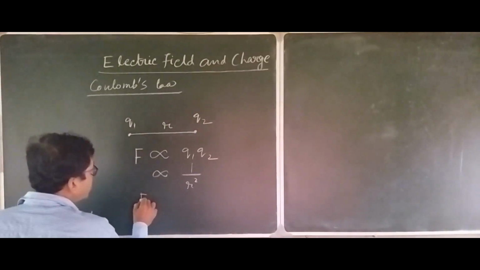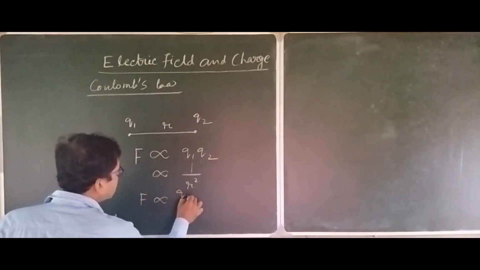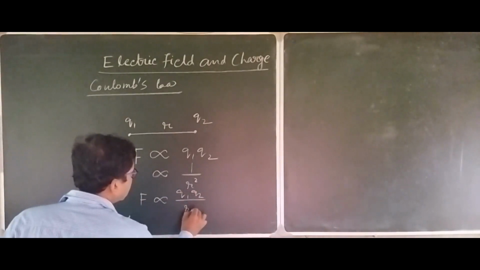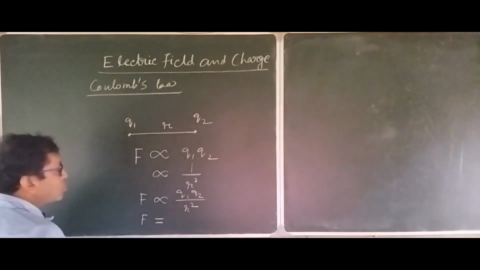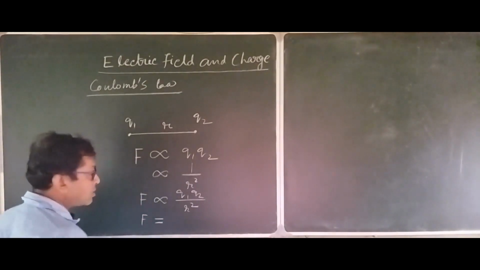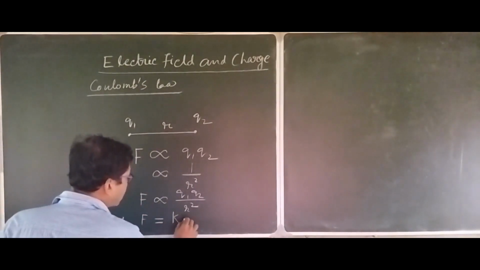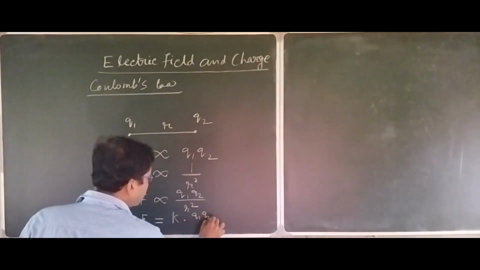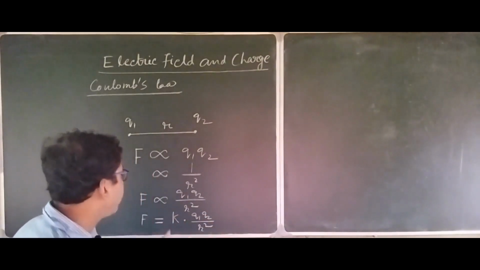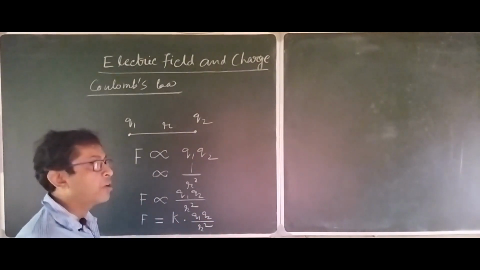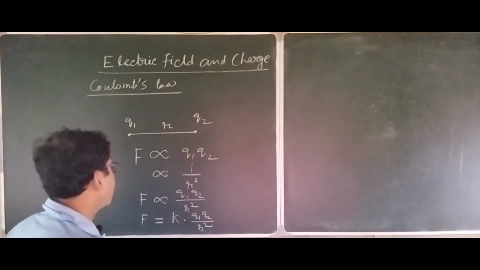So combining these two, we get this. And when the equal sign comes, we know a constant comes. This constant is initially taken as K. This is called dielectric. We will discuss it later.